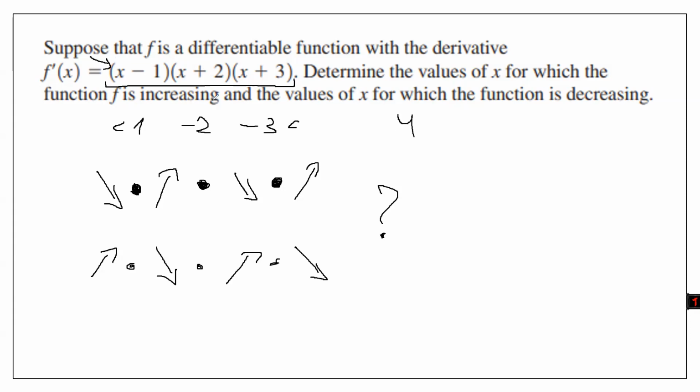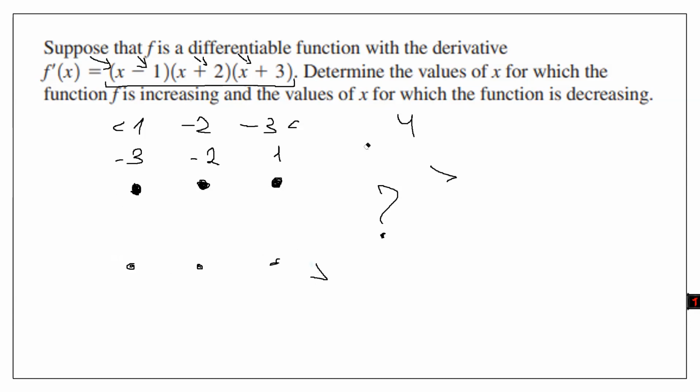Take a look at what sign every one of these brackets takes. For example, if we take 4, I can say that this is positive, this is positive, and this is positive. Thus, when x equals 4, my function is growing. 4 is greater than 1, so after point 1, my function is always growing.